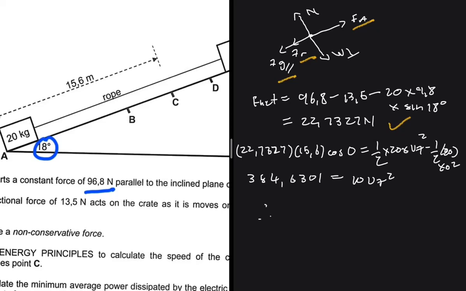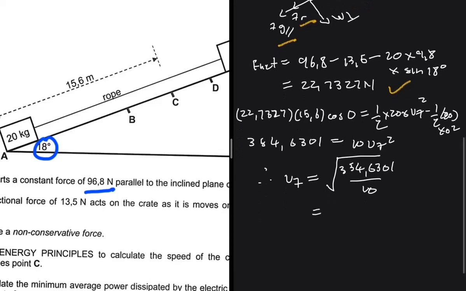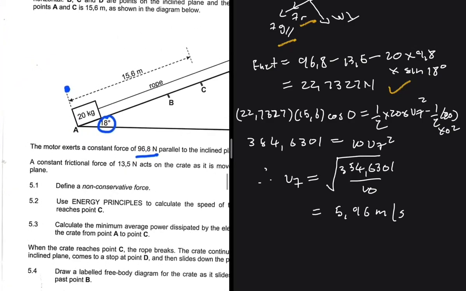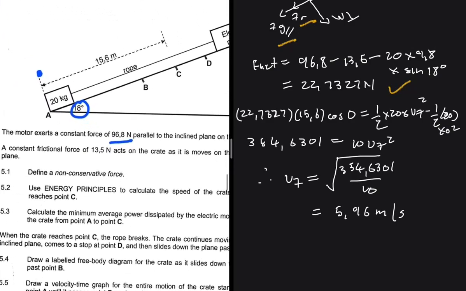If we apply a bit of algebra here and make vf the subject of the formula, we're going to get the square root of 354.6301 divided by 10. Now what is left, I just need to put that in my calculator, and our vf is 5.96 meters per second. That is 5.2. Let's move to 5.3.